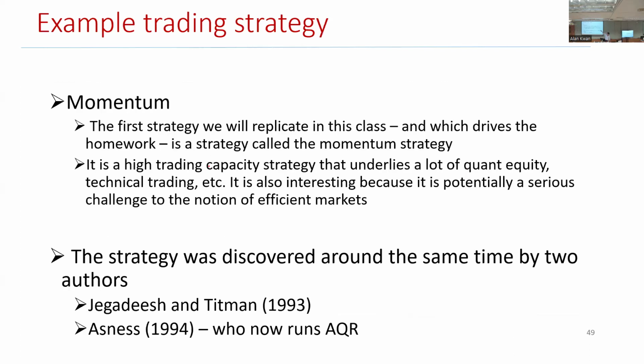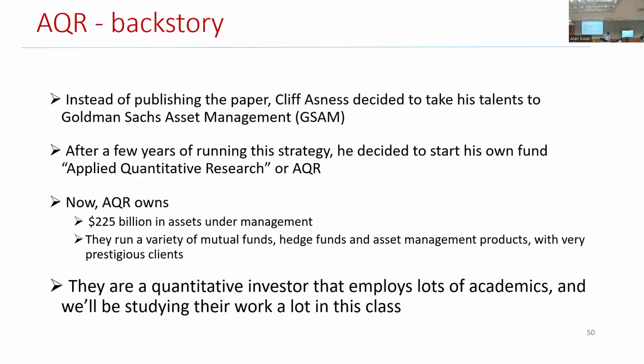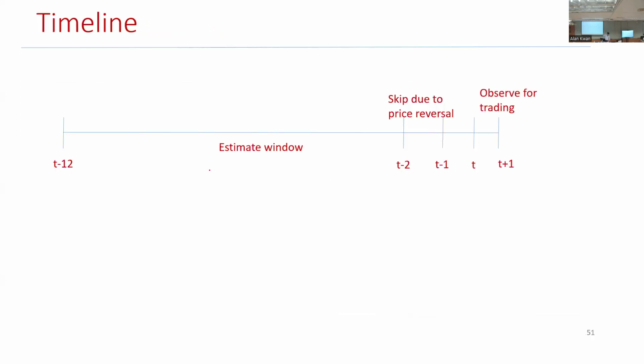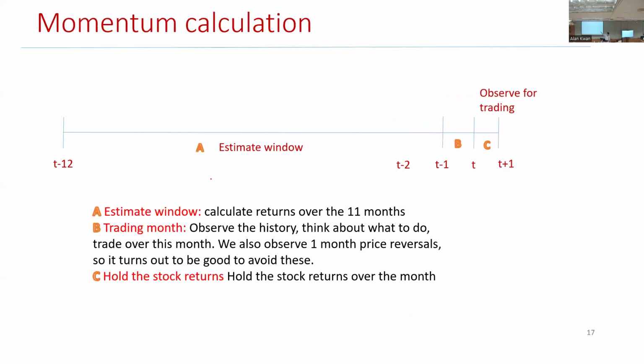Momentum is just a very simple idea. We still don't know why it works, but past returns predict future returns. There are lots of different theories. And it's very simple. You have a historical return over a window, in this case, 11 months. You wait 1 month, and then you hold it.